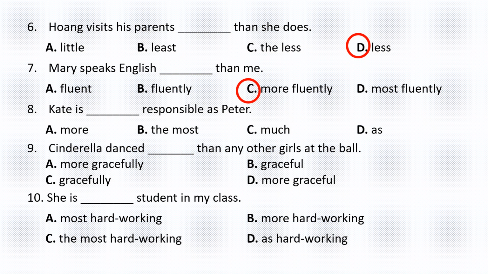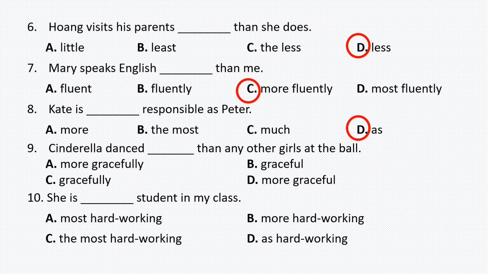8. Kate is ___ responsible as Peter. A. more. B. the most. C. much. D. as. D is correct. Kate is as responsible as Peter.